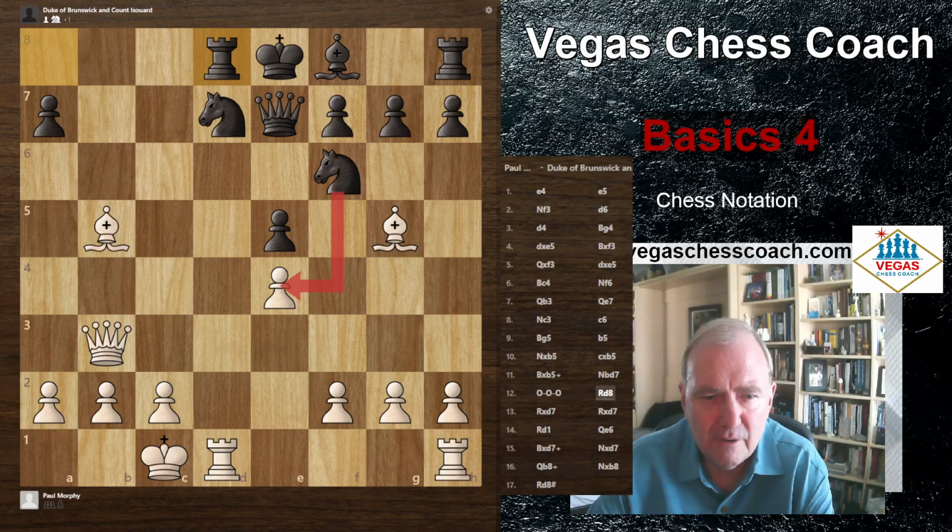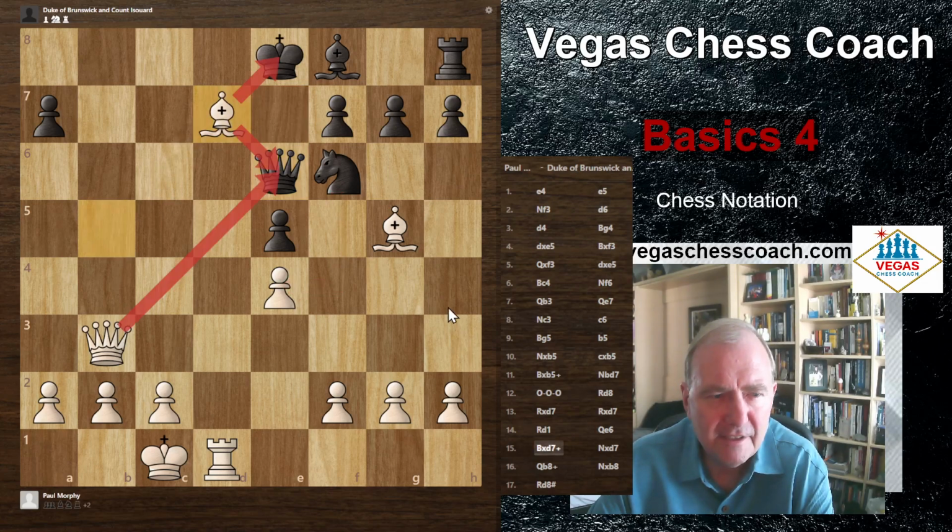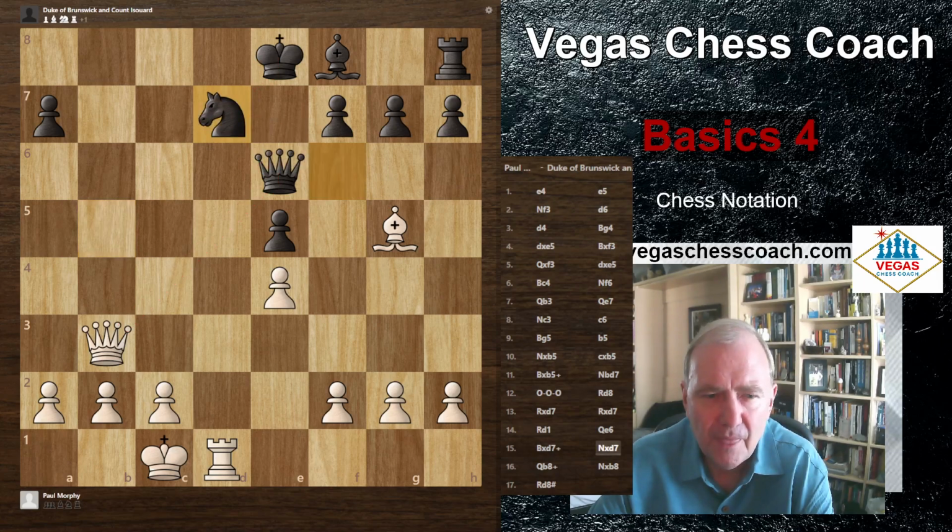Then you have rook goes to d8, rook takes d7, rook takes d7. Now the rook goes to d1, queen e6, bishop takes d7 check. So the king is in check, and again there is a plus sign next to the 7. That means the king is in check. The knight takes on d7. The queen goes to b8 and also says check.